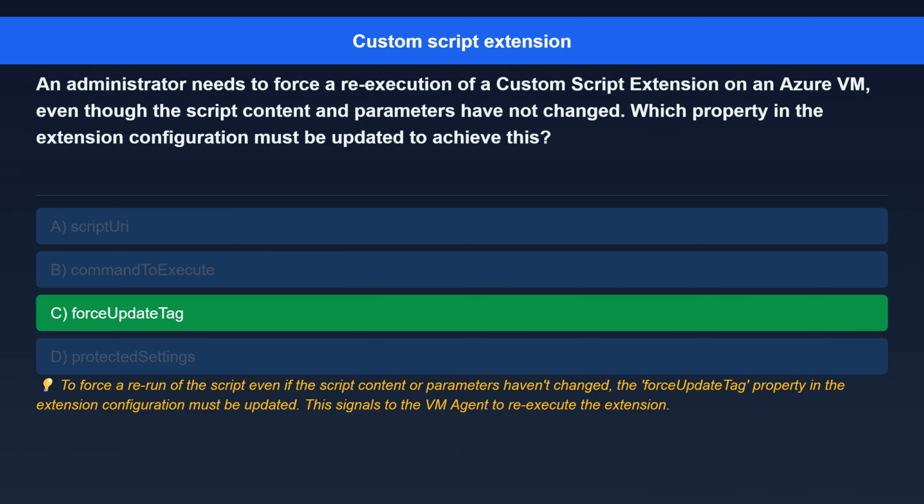The correct answer is force update tag. Here's the explanation. To force a rerun of the script, even if the script content or parameters haven't changed, the force update tag property in the extension configuration must be updated. This signals to the VM agent to re-execute the extension.